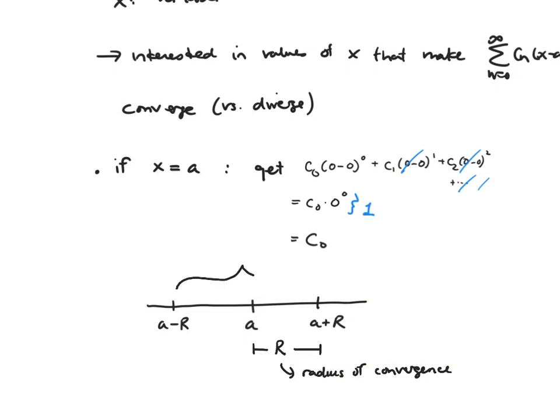If I look at the whole thing from a minus r to a plus r, I call that I, which is the interval of convergence. So if you have the a value and you have the r value, you can just compute I by going a plus r, a minus r.